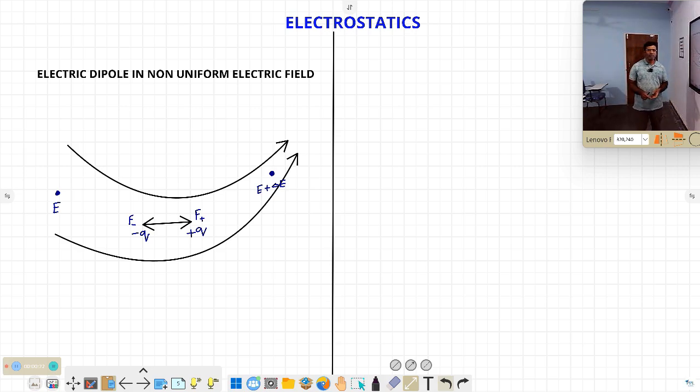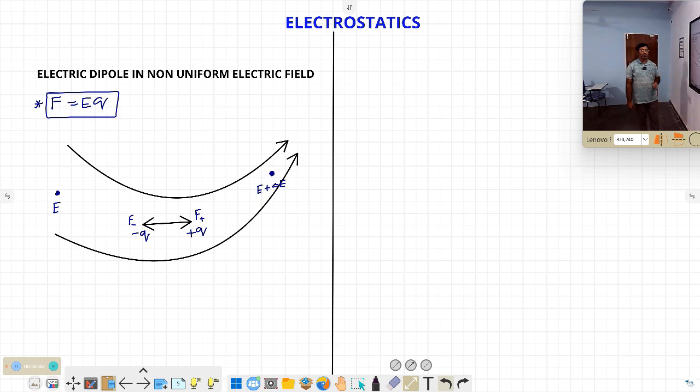It experiences a force. According to the concept, the force on a charge in the electric field is F equal to EQ, because the electric field is defined as force acting per unit charge. So whenever the charge is kept in the electric field, it experiences a force equal to EQ. There is only a single charge.